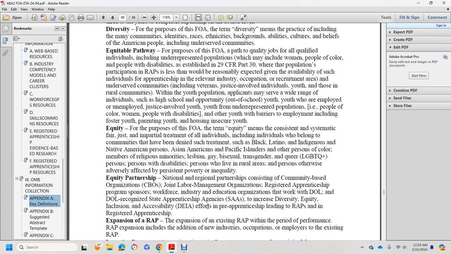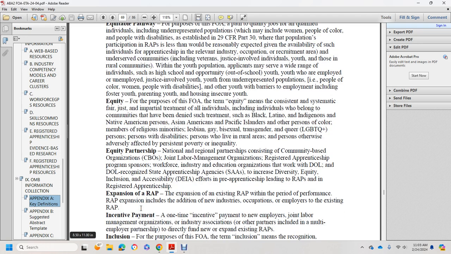Equity partnership, a national or regional partnership with community-based organizations, joint labor management organizations, registered apprenticeship programs, workforce, industry, and education organizations that work with the Department of Labor and Department of Labor recognized state apprenticeship agencies to increase diversity, equity, inclusion, and accessibility efforts. Pre-apprenticeship leads to registered apprenticeship, and registered apprenticeship.